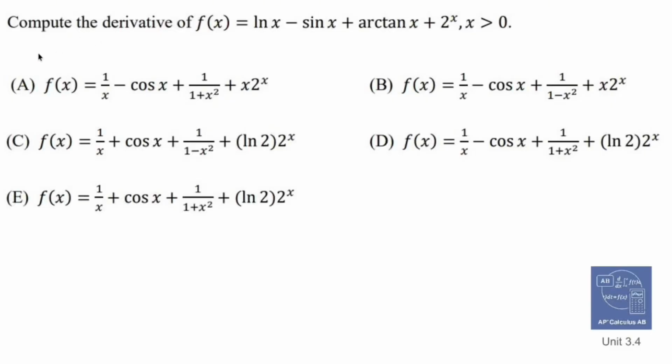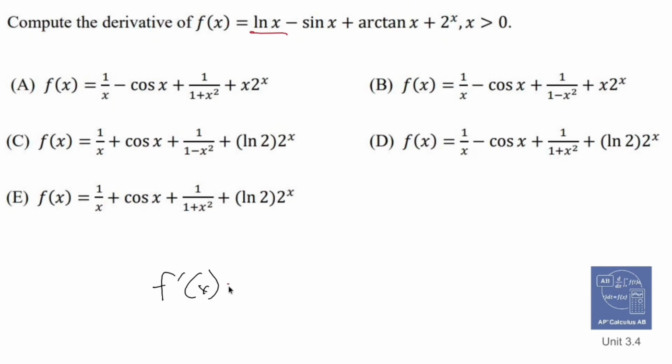Compute the derivative of f of x equals ln of x minus sine x plus arctan x plus 2 to the x. All right, so nothing crazy, no chain rules or anything like that to deal with, except 2 to the x is a little bit of work, but that's all right. Let's just take f prime one part at a time.